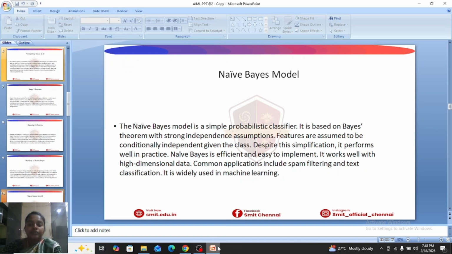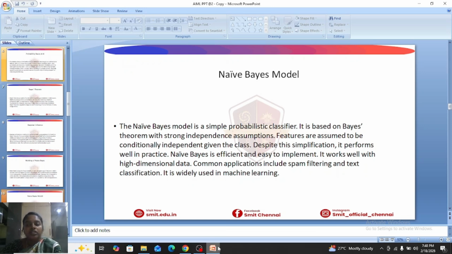Core idea: P(C|X) is proportional to P(C) times the product from i equals 1 to n of P(x_i|C). P(C) is the prior probability of class C. P(x_i|C) is the likelihood of feature x_i given class C. The class with the highest posterior probability is chosen.